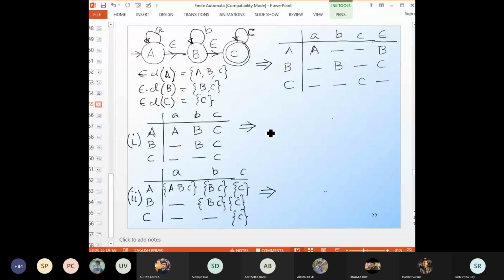Okay. So now we are going to look at the first option of creating a transition function.